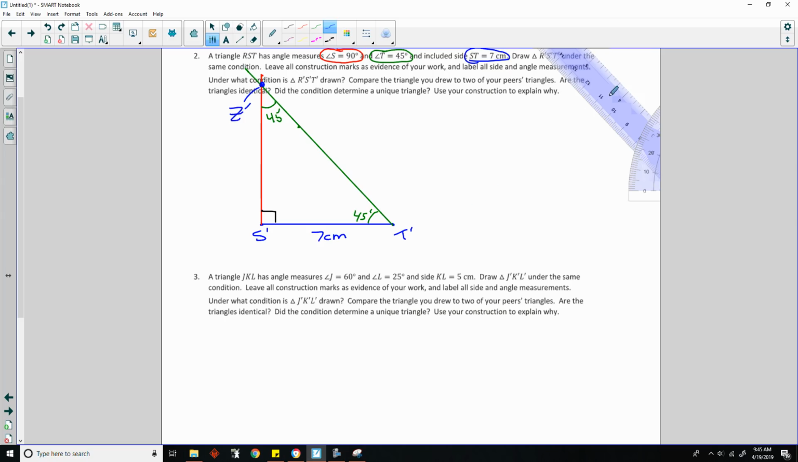Now I need to measure the sides. So since I'm already at this angle, I'll put my ruler back. And that is 10 centimeters.